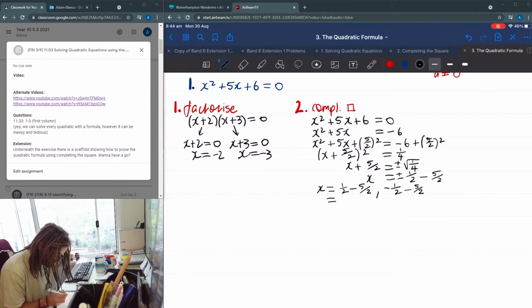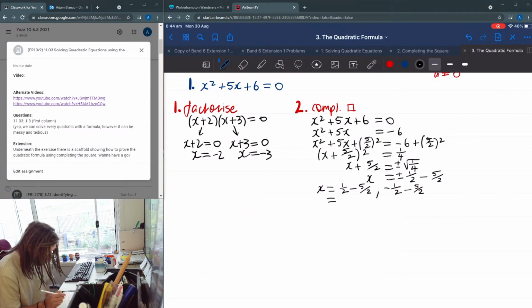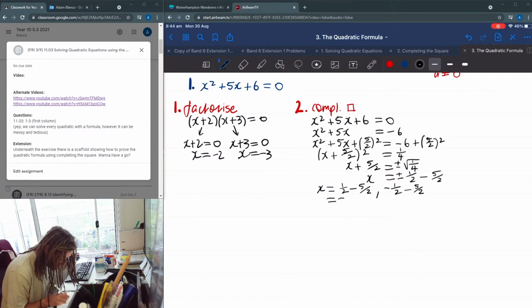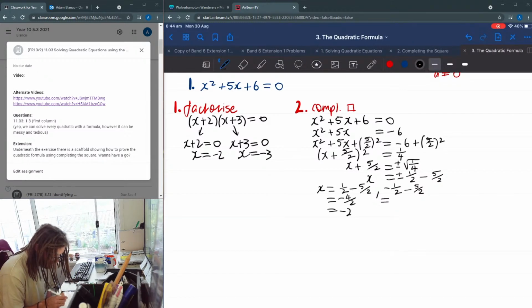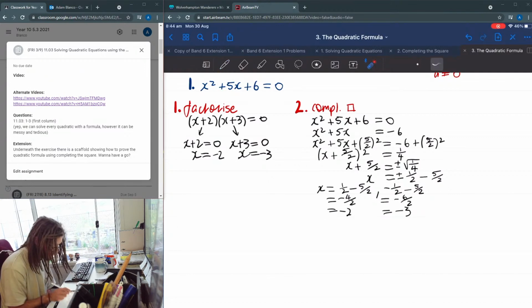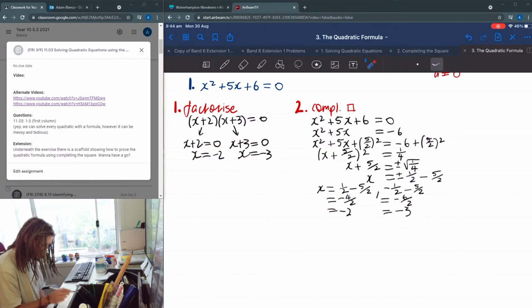Let's do this left one. So a half minus 5 on 2. That's going to be minus 4 on 2, which is minus 2. This one, minus a half, minus 5 on 2, that's minus 6 on 2, which is minus 3. And look at that, I've ended up with the same solutions two different ways.